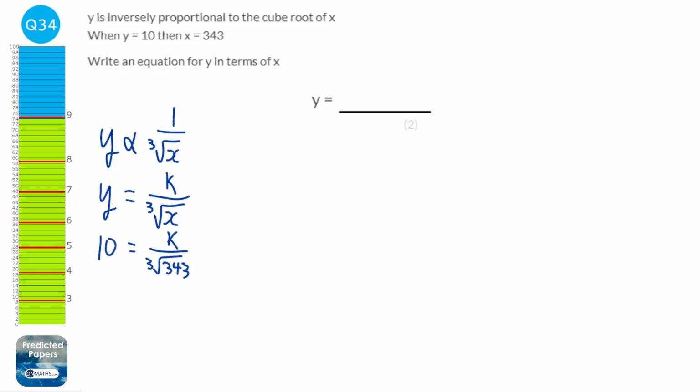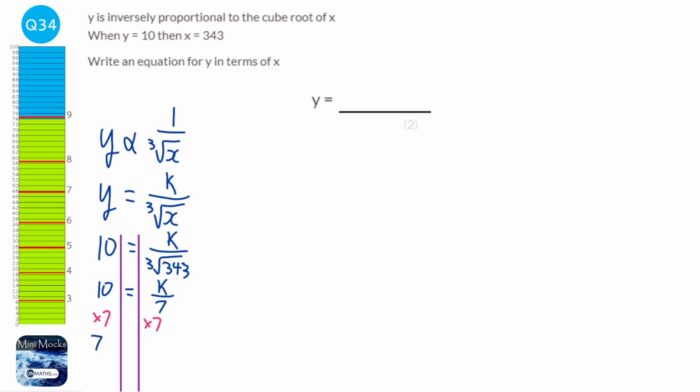Okay, next thing we're going to do is we're going to solve that. So put our lines in. Now the cube root of 343 is 7. So it's a lot easier, and we're just going to times both sides by 7. So k equals 70, and we're just going to rewrite this, but instead of k, we're just going to write 70. So y equals 70 over the cube root of x.